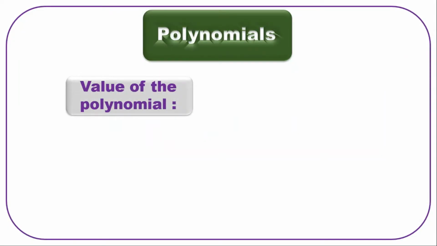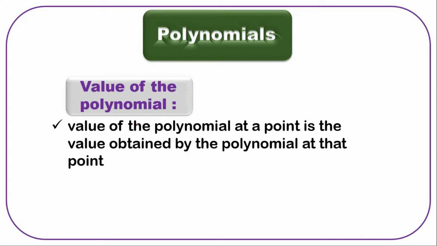Today I am going to teach you the value of a polynomial. The value of the polynomial at a point is the value obtained by the polynomial at that point. For example, the value of x minus 7 at x equal to 12.